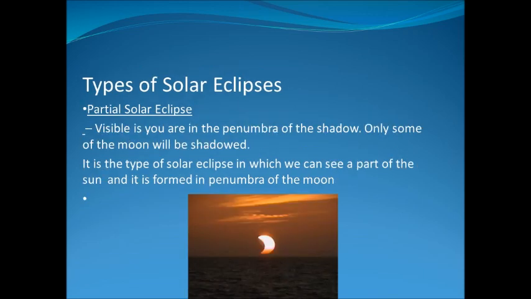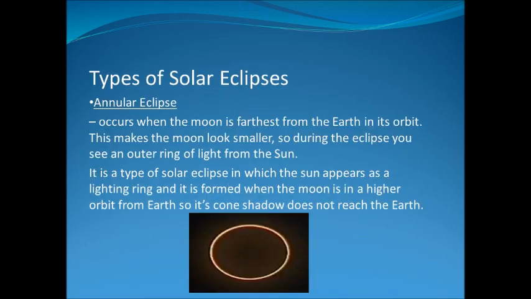When Earth, Moon, and Sun are in a straight line, but you are in the faint outer shadow, or penumbra cone, you see only part of the sun. This means a partial solar eclipse happens. So the partial solar eclipse is a type of solar eclipse in which we can see a part of the sun, and it's formed in the penumbra cone of the moon.